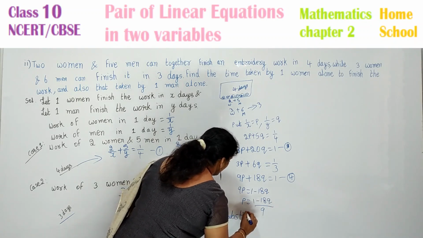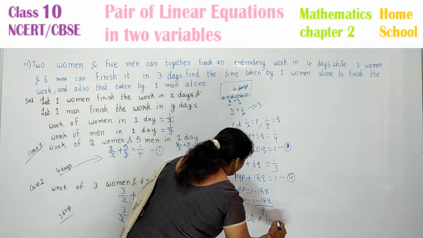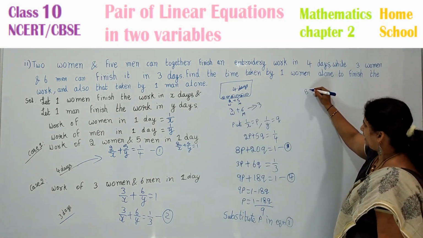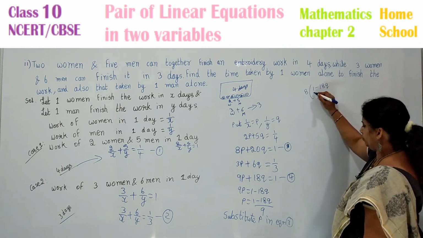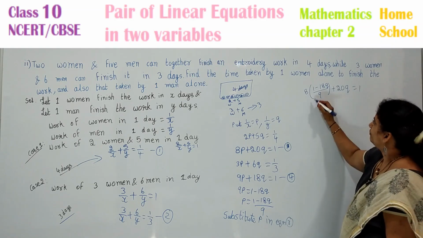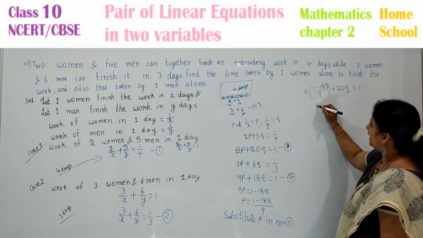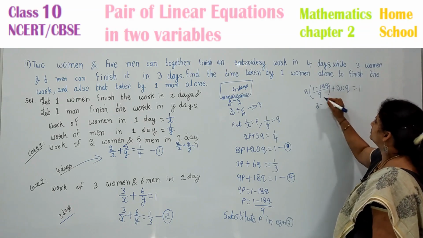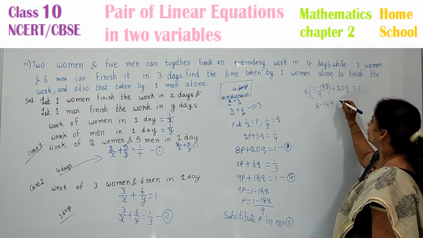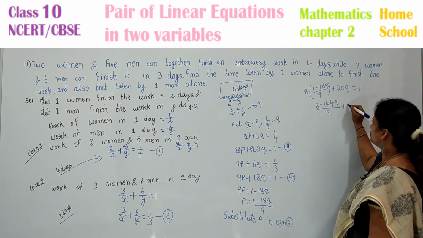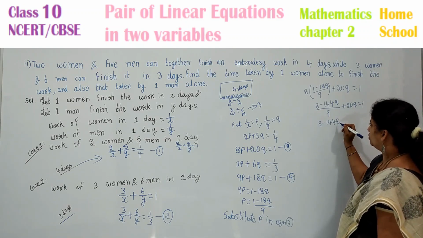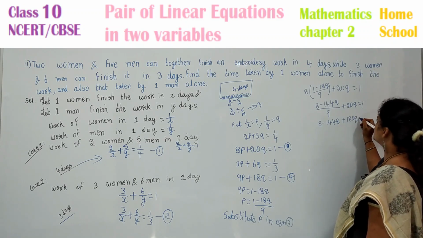Substitute p in equation 3. 8 into 1 minus 18q by 9 plus 20q is equal to 1. Now, multiply this. 8 ones are 8, 8 18s are 144. 8 minus 144q by 9 plus 20q is equal to 1. Do the LCM. 8 minus 144q plus 180q is equal to 9.